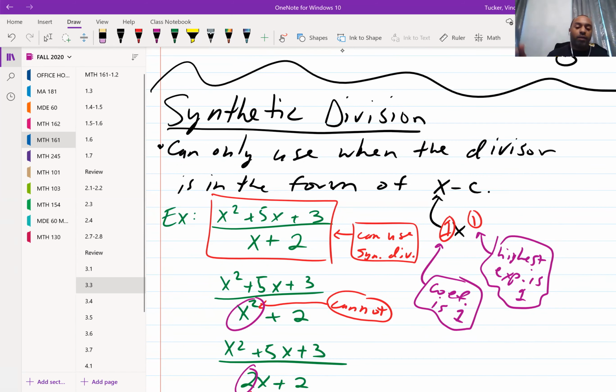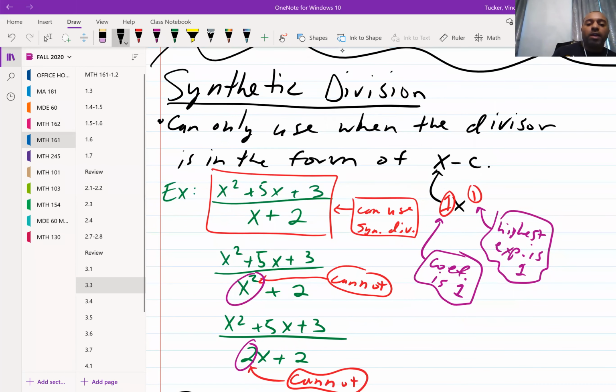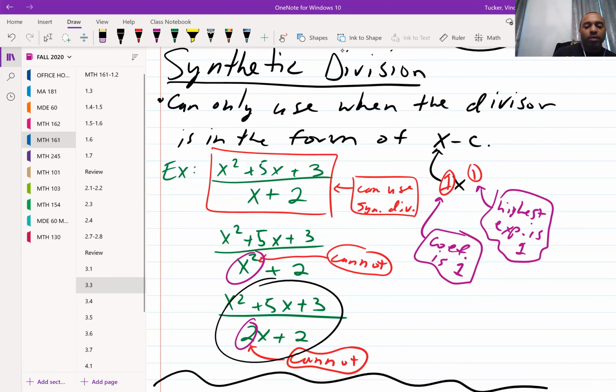So if anything's different, like 2x, which I have right here in the green, just showing you here in this first one, you can use synthetic division. We have x plus 2. In the second one, you would not be able to do synthetic division because you have x squared. And in this third one, you wouldn't be able to use it because you have 2x. So if there's any number in front of x other than 1, you cannot do synthetic division. If there's any exponent on x other than 1, you cannot use synthetic division. I said long division, I mean synthetic. We're talking about synthetic division. Sorry about that.